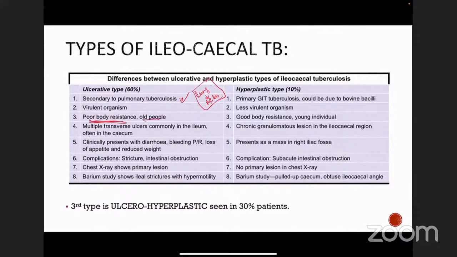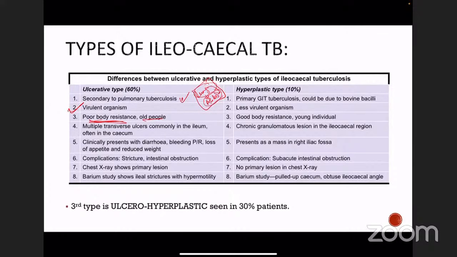Or he might be an old person, right? Or he is having a very virulent organism. So these three points are easy to remember. Ulcerative is more common in poor body immune resistance, or in an old person, or with a virulent organism. So it is a low immune person, so he's having both tuberculosis. From lung to abdomen, it must have gone.